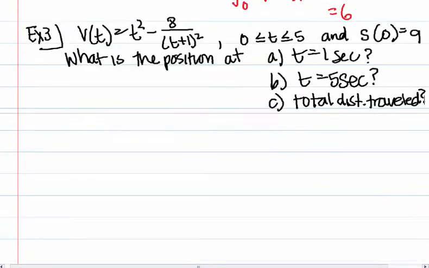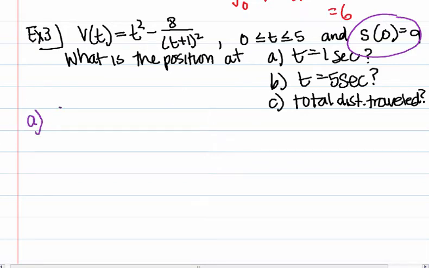Alright, third example. Here I have a velocity function, v of t equals t squared minus 8 over t plus 1 quantity squared, from t equals 0 to 5, and s of 0 equals 9. So I want to know what the position of a particle is at 1 second, at 5 seconds, and what is the total distance traveled. So this piece right here, s of 0 equals 9, tells you that its initial position is 9 at time t equals 0.